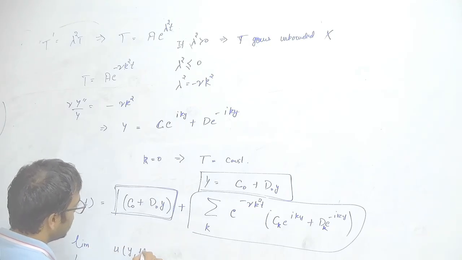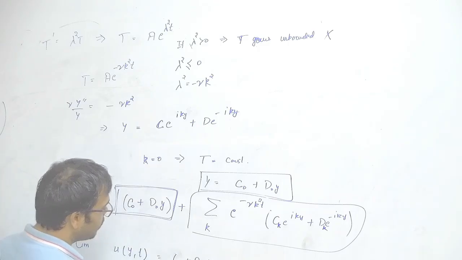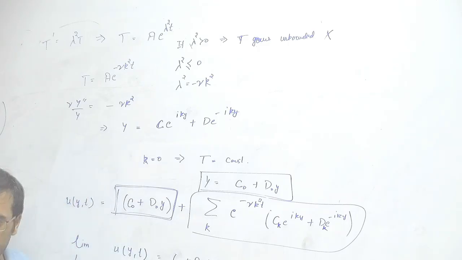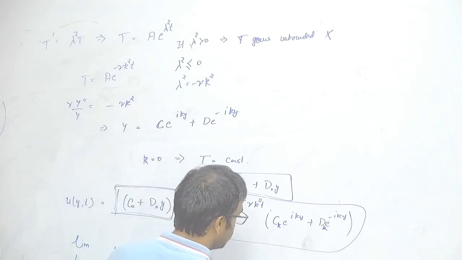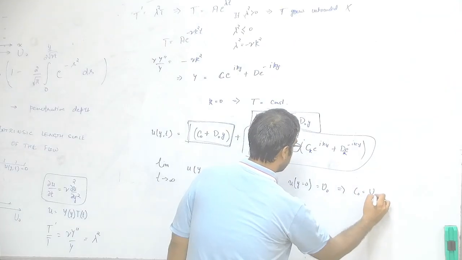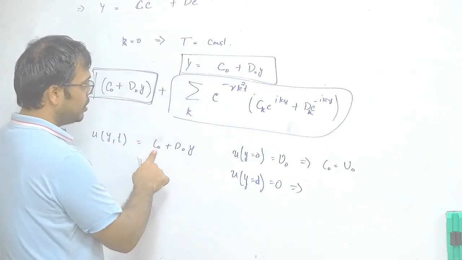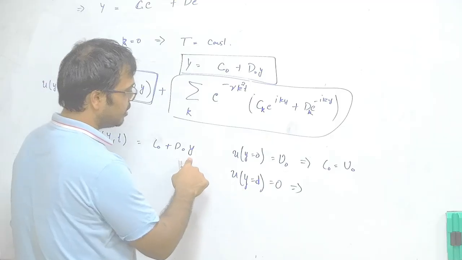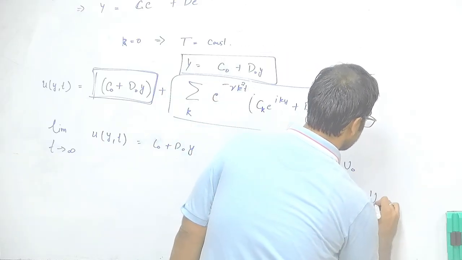You have u of y, t equals c naught plus d naught y. What is that steady state solution for this case? This is a Couette flow solution, that linear solution that you have. So c naught plus d naught y in the limit t tends to infinity also has to satisfy the boundary conditions. So u at y equals 0 is u naught, which means c naught is u naught, and u at y equals d is 0, which means u naught plus d naught times d is 0. So d naught is minus u naught over d.